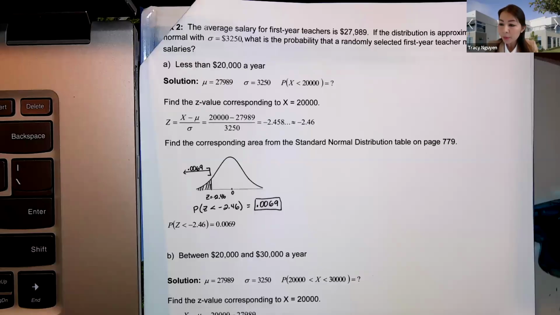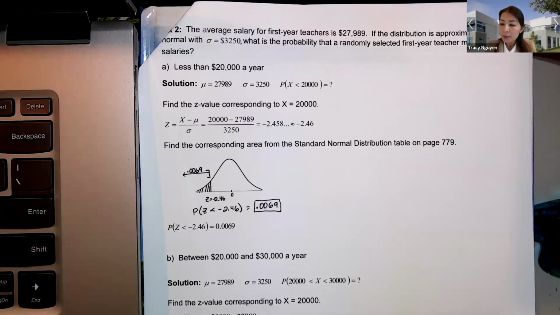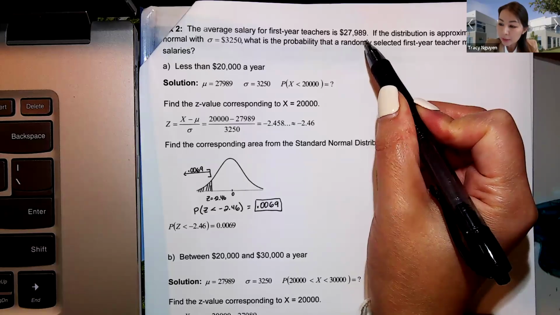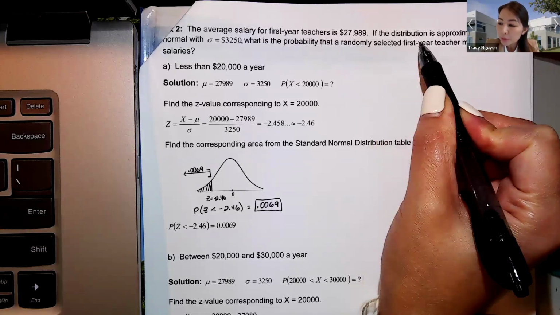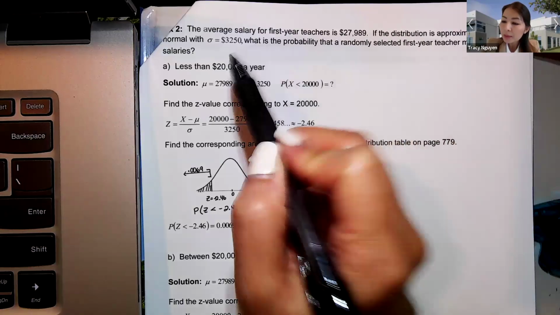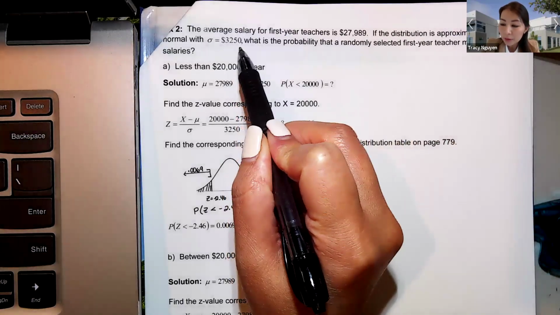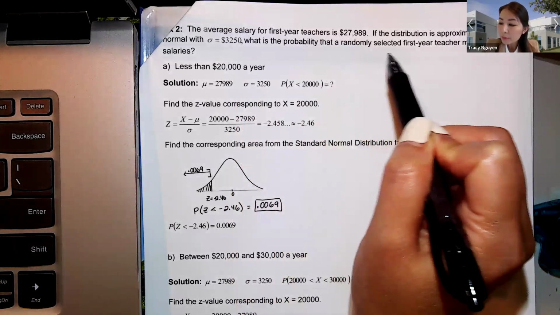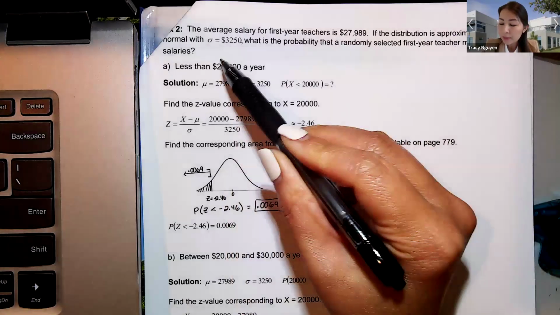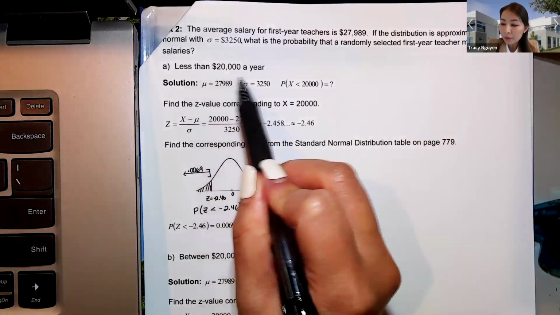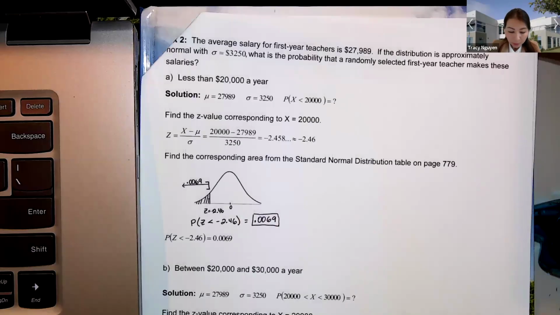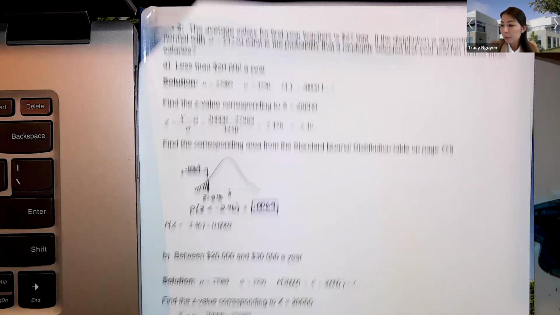For the second example, the average salary for first-year teachers is $27,989. If the distribution is approximately normal, with sigma equals $3,250, what is the probability that a randomly selected first-year teacher makes these salaries? In part A, less than $20,000 a year. Part B, between $20,000 and $30,000 a year. I'm going to show you how to analyze the problem again.